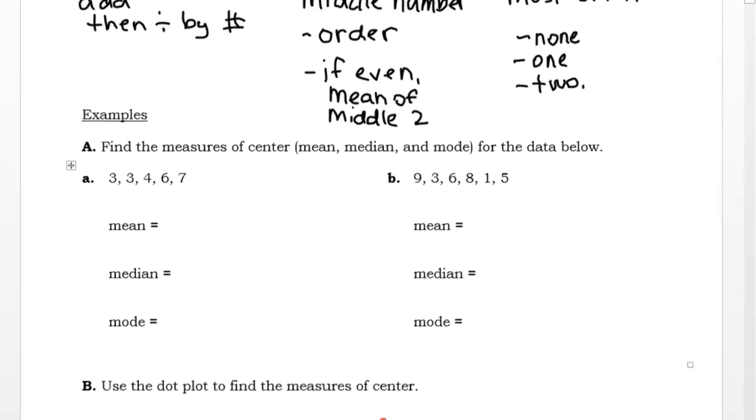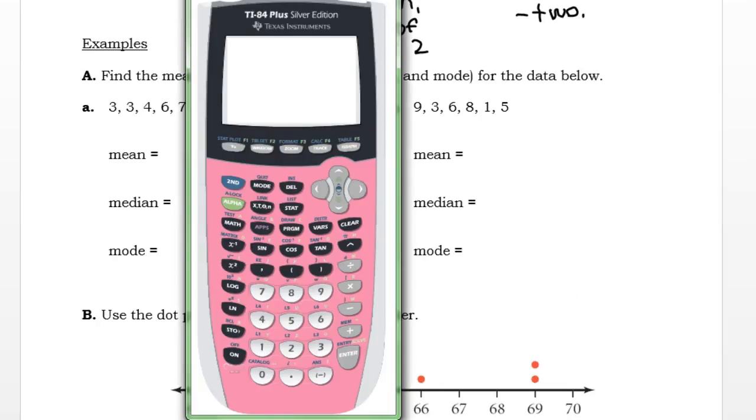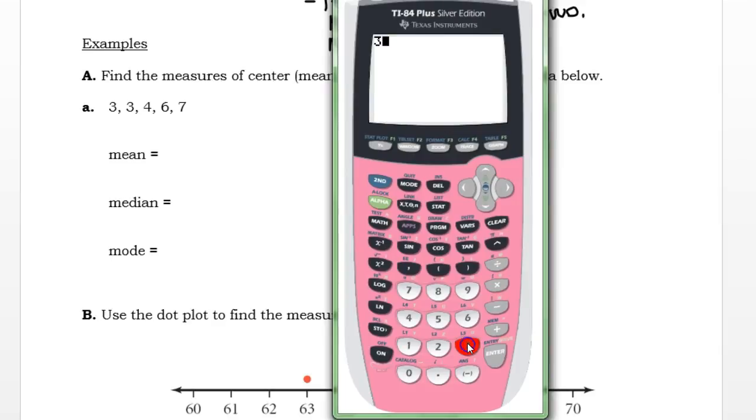So our first example here just wants us to find the three measures of center. It's giving us a small list of data. So if I wanted to find the mean, I want to add the numbers that it gives me. 3 plus 3 plus 4 plus 6 plus 7. So if I add up those numbers, I get 23. And then I need to divide by how many numbers there are. That is 5 numbers. So I have 23 divided by 5. And that is 4.6.